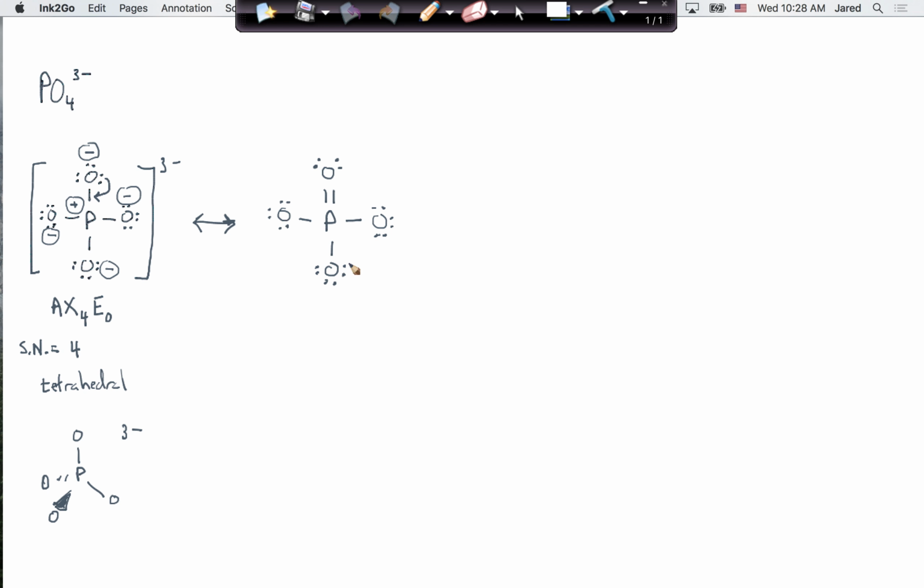Okay, so what's going on with this picture? First of all, it's still a 3 minus ion. All we've done is change where the electrons are located in our picture. Same number of electrons, everything's the exact same. The only difference is phosphorus now has 10, and that's called an expanded valence shell.